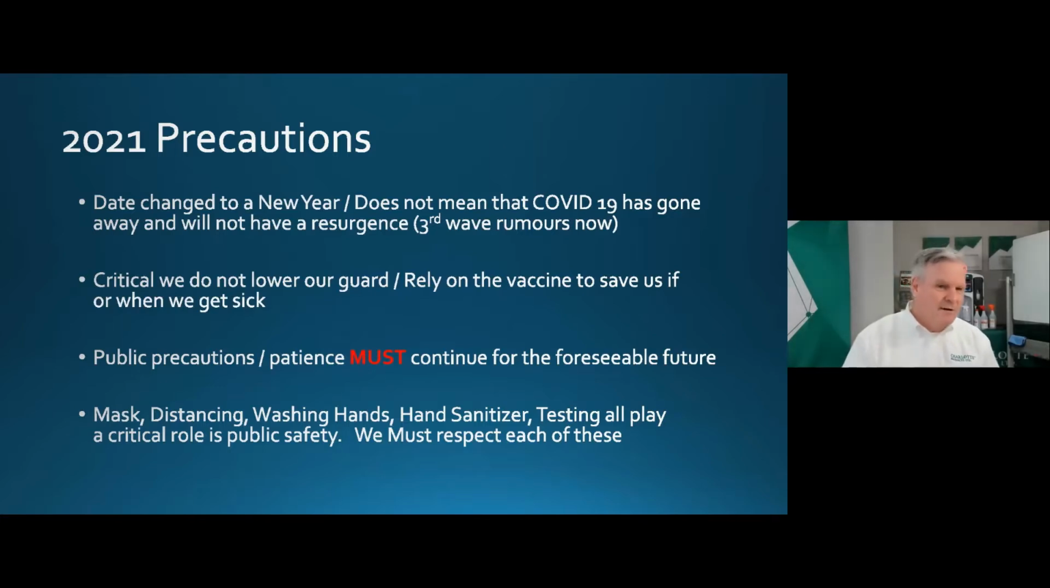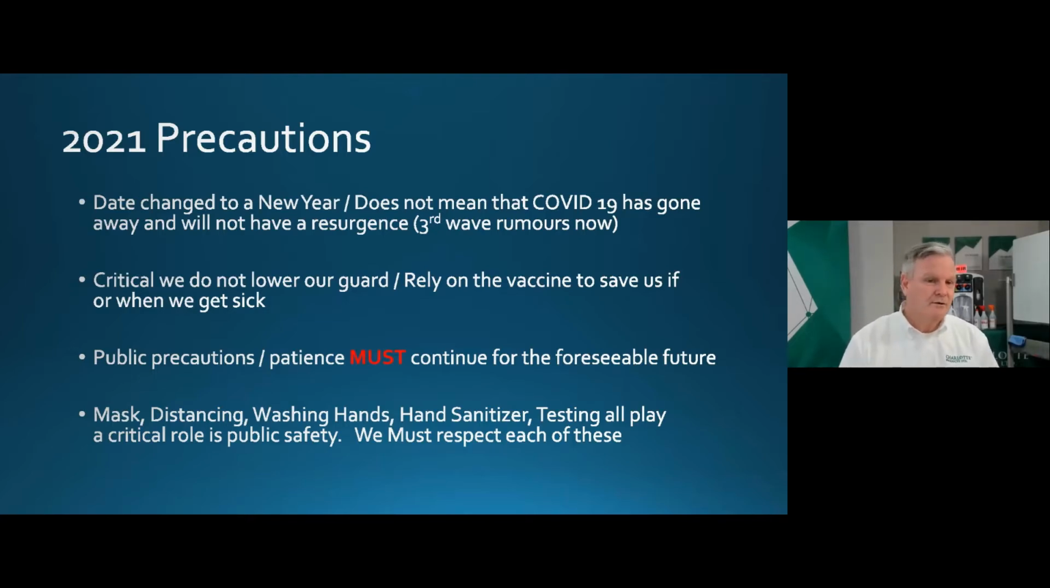Some 2021 precautions. Just because the new year, the date changed, doesn't mean COVID-19's gone away. In fact, we are going to have a resurgence. They're not even rumors anymore. It's a third wave. Originally we talked about a first wave and then maybe a second wave, and now a third wave. Just in the US alone yesterday, there were about 4,500 lives lost. And that's not going to peak for another 30, 45, 60 days or so.